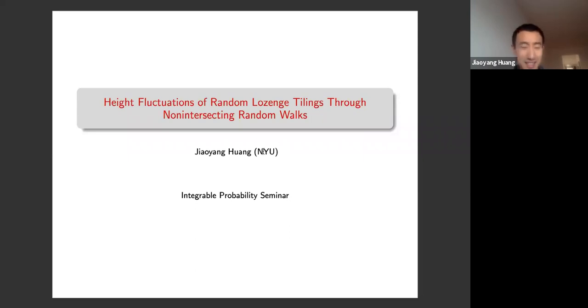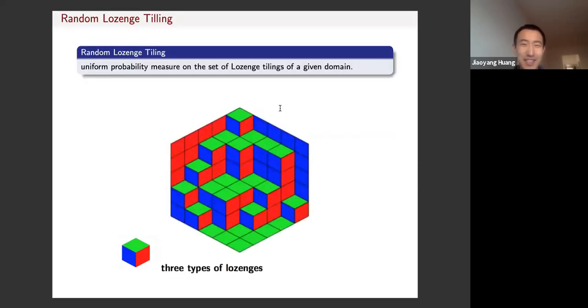As Andrew mentioned, the talk I will give is on the height function of random Lozenge tilings. I'm sure most of you here are familiar with random Lozenge tilings, but let me still quickly go through the background and the setting. For the Lozenge tiling, you basically fix a domain and tile it with those three types of Lozenges. The random Lozenge tiling is just the uniform probability measure on the set of all the possible Lozenge tilings of this given domain, like this hexagonal domain.